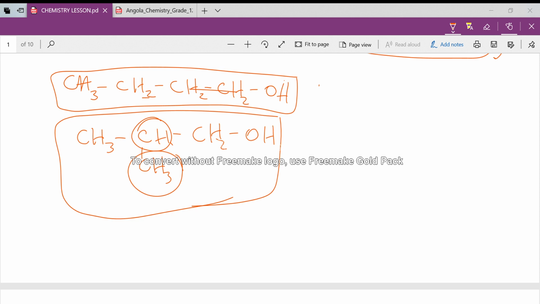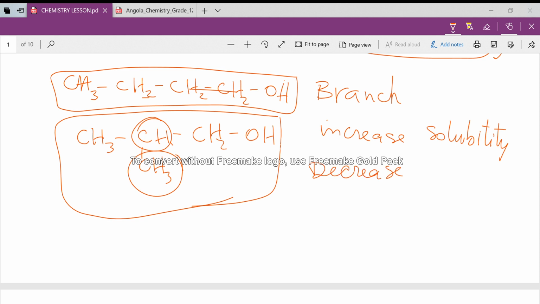Branching will increase solubility and will decrease the boiling point. So when we have a branch, it will increase solubility, okay, and will decrease boiling point.